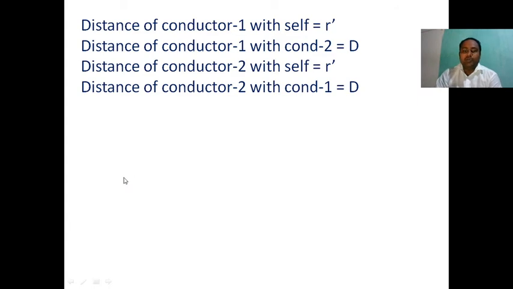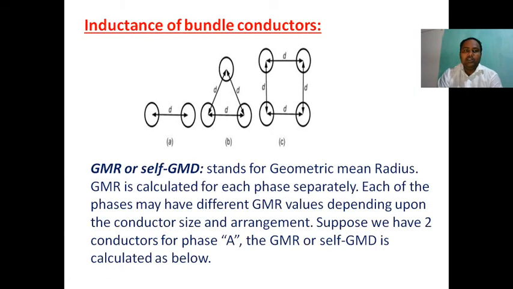Please see the diagram once. If there are two conductors, the first conductor has self GMD R dash, and we write all possible combinations. The second conductor also has self GMD R dash. The distance between conductor 1 to 2 is D, and the distance between conductor 2 to 1 is again D.